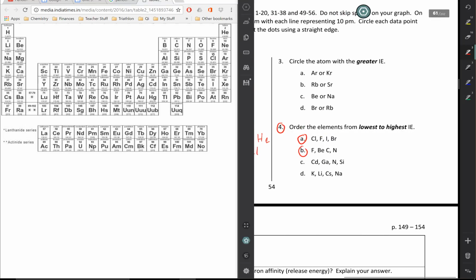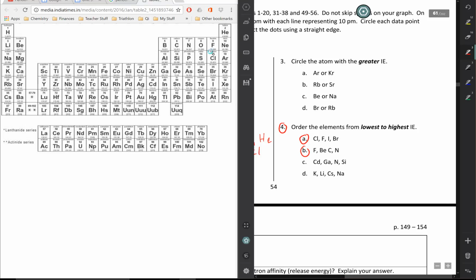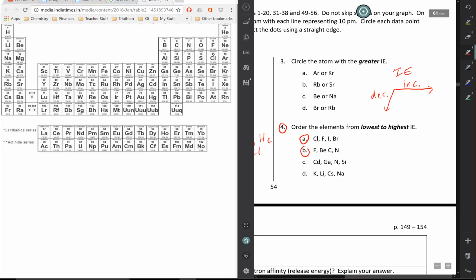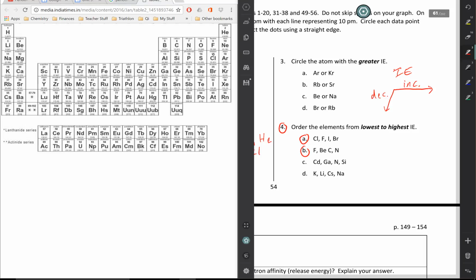Let's move over to talking about ionization energy. Same idea. I'll draw my little picture just to remind myself. As I go across, we're going to see it increasing, and down it decreases. It is the exact opposite of the atomic radius trend. So I want to order the elements from lowest to highest ionization energy. So I want to start off with the metals and hopefully end up with the non-metals.